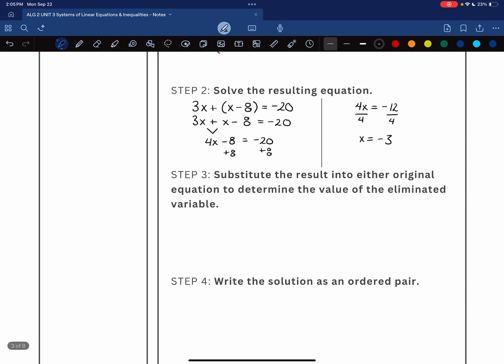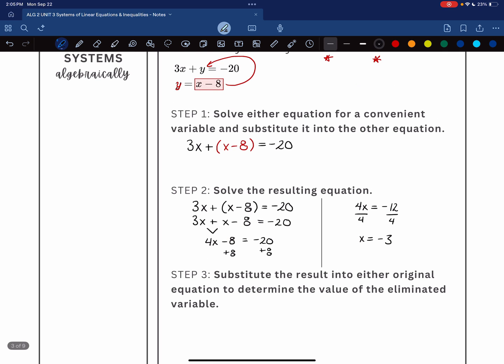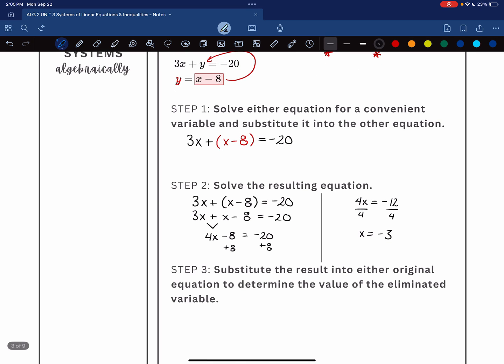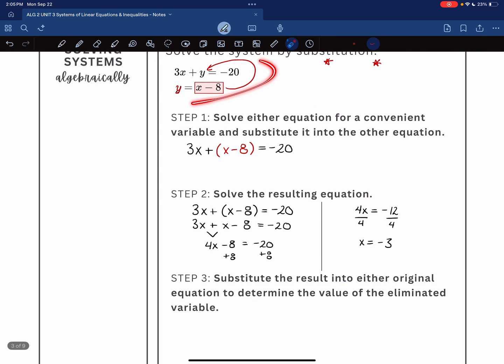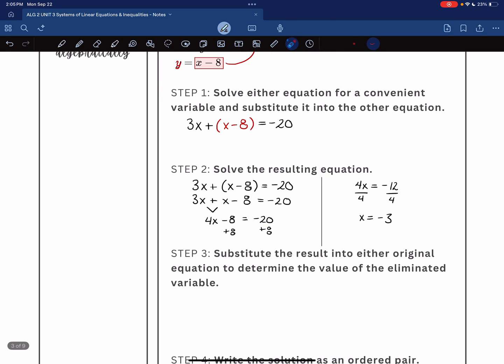Now, you're going to take that value and substitute it into either one of the original equations to determine the value of the eliminated variable. We know x, so now we're trying to find y. The easiest equation would be the second equation to substitute into, right? Which one is easier to work with if you're going to plug in the value of x? Definitely that second one. So we're going to figure out our value for y. It's just our value that we found, negative 3.